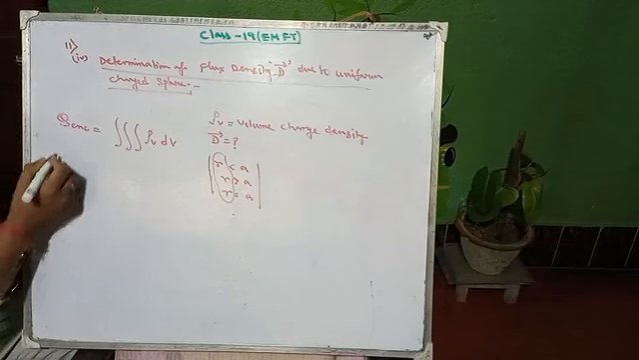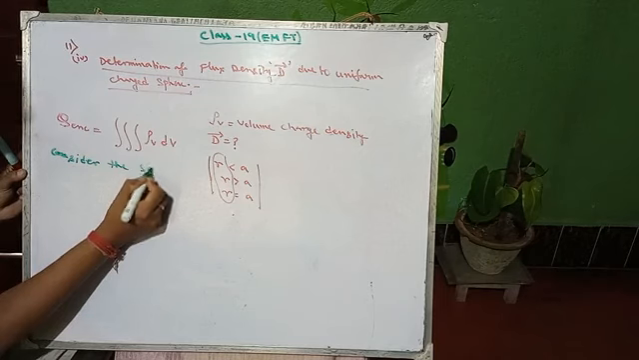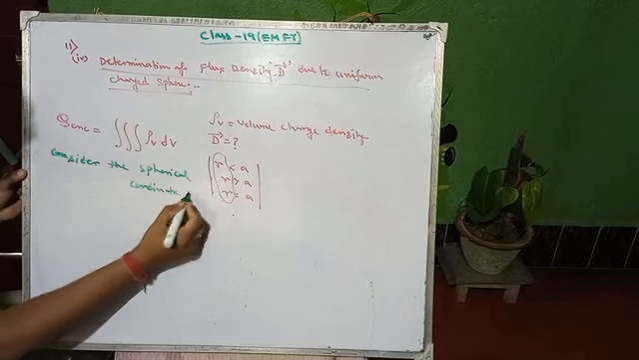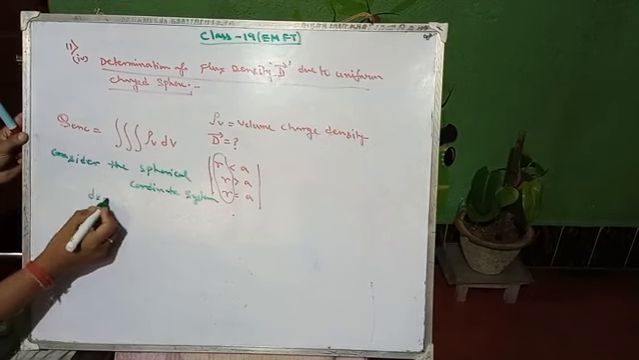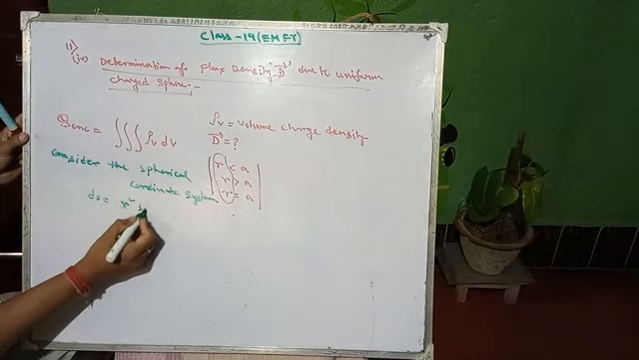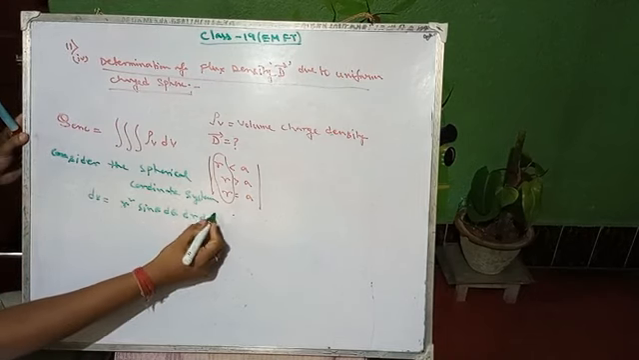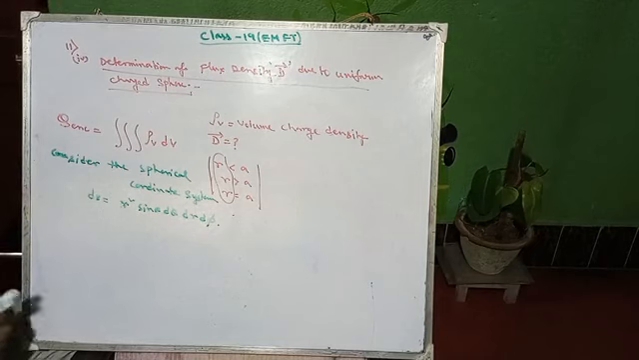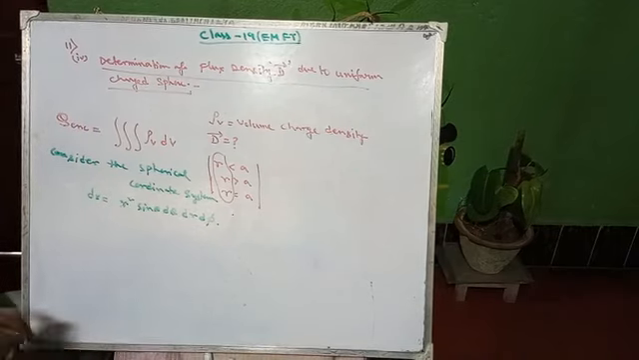Okay, so here consider the spherical coordinate system. By considering the spherical coordinate system, dv equals what? R square sin theta d theta dr d phi, right? So this is your differential volume, r square sin theta d theta dr d phi. Now this volume has to be used over here.